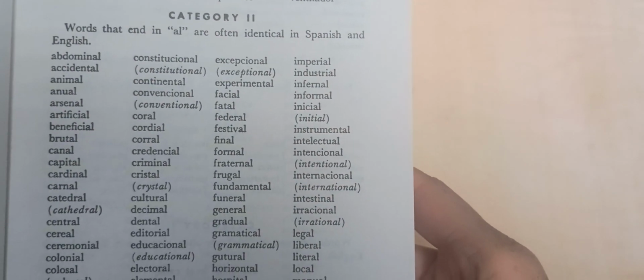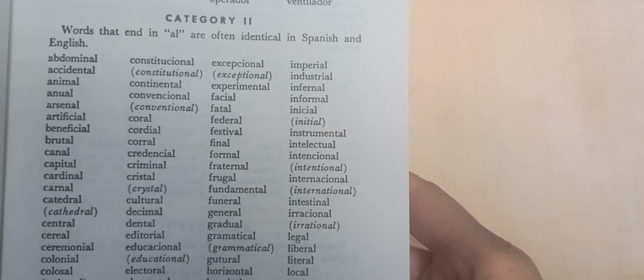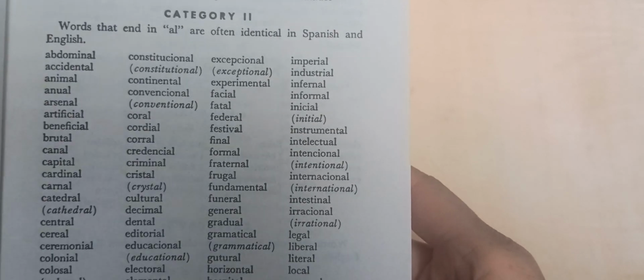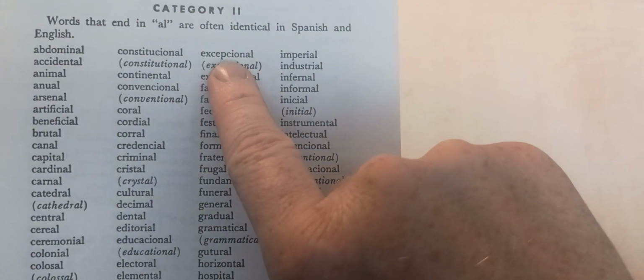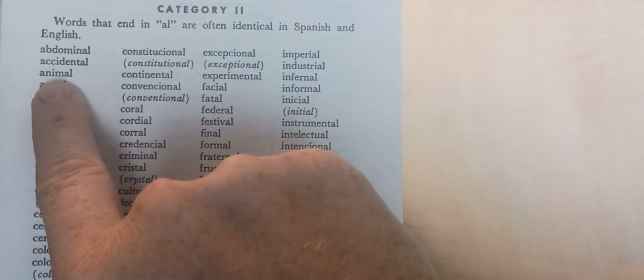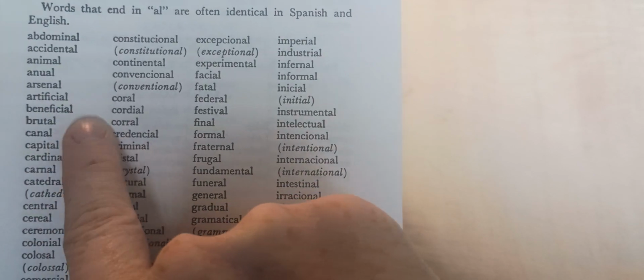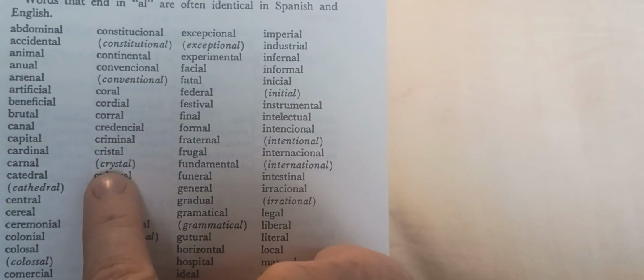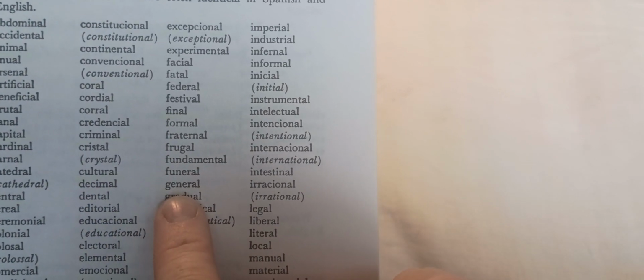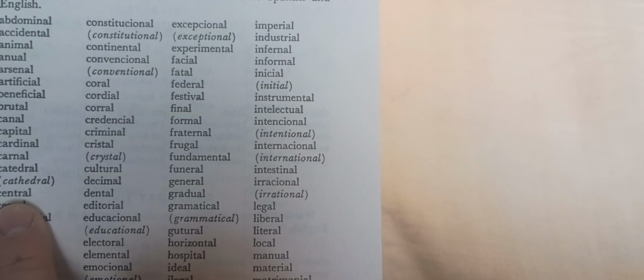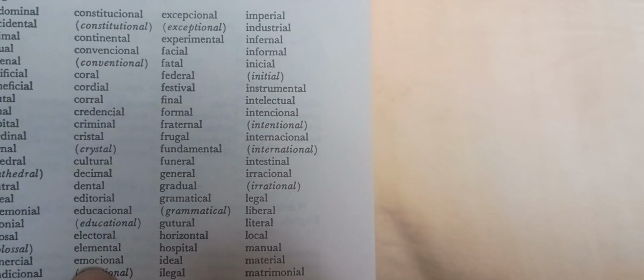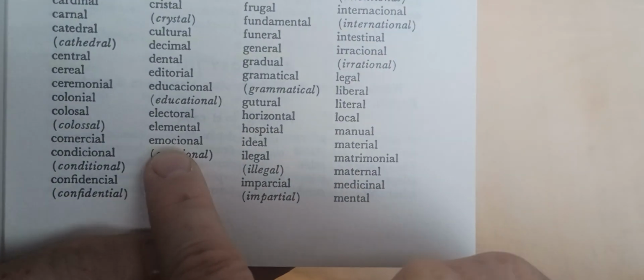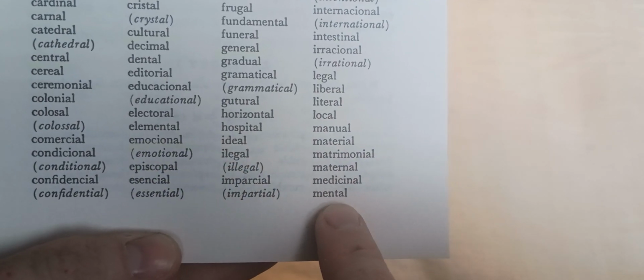Category 2. Words that end in AL are often identical in Spanish and English. Excepcional, animal. What else do we have here? Final, capital, criminal, cultural, general, central, emocional. That's about all.